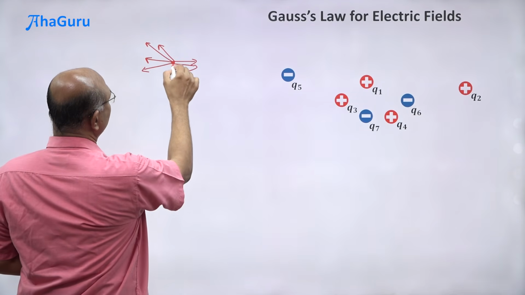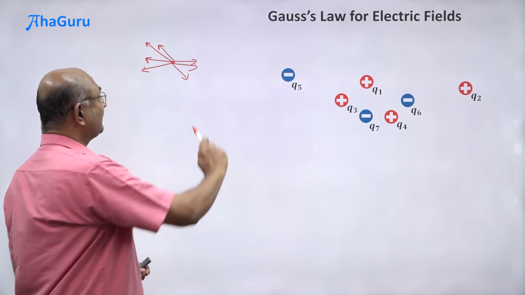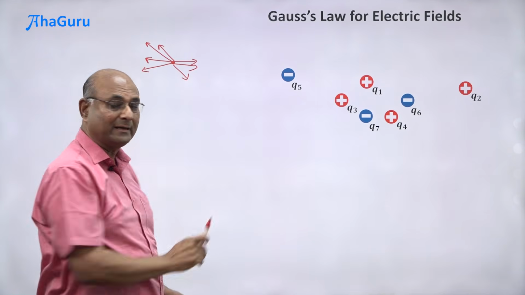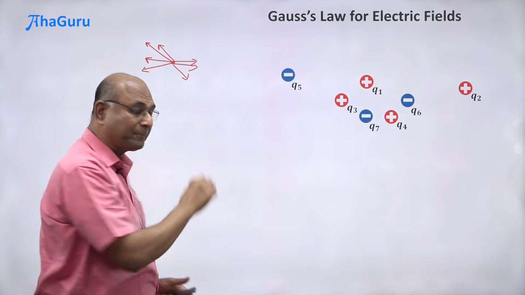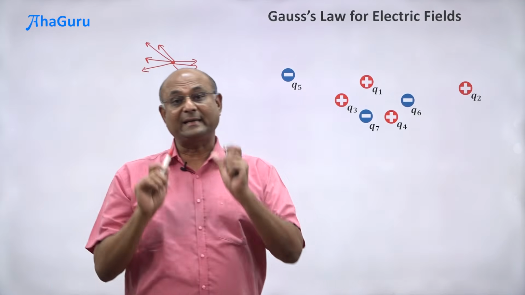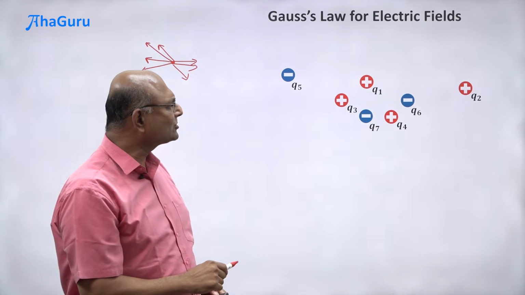Q6, Q7. Now, if you add all this up, there will be one net electric field, something like that. You're going to get a net electric field. At another point, there will be a different net electric field produced by all the charges. Now, what does Gauss Law say?